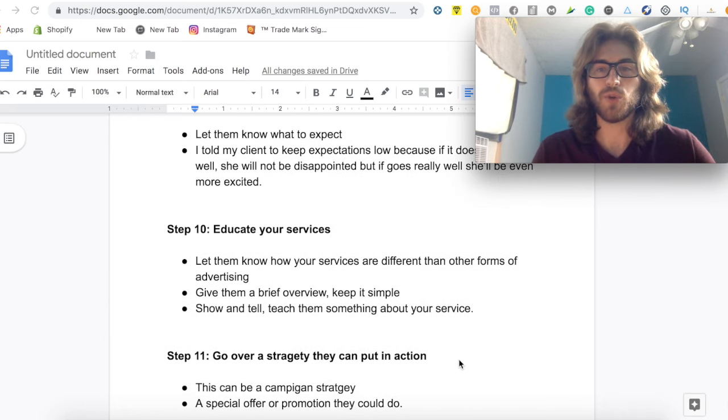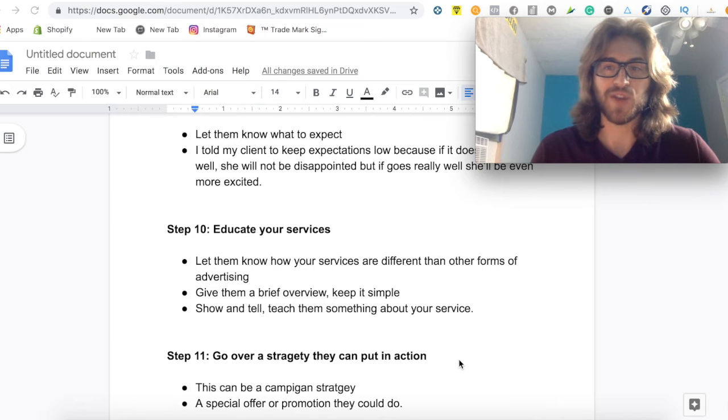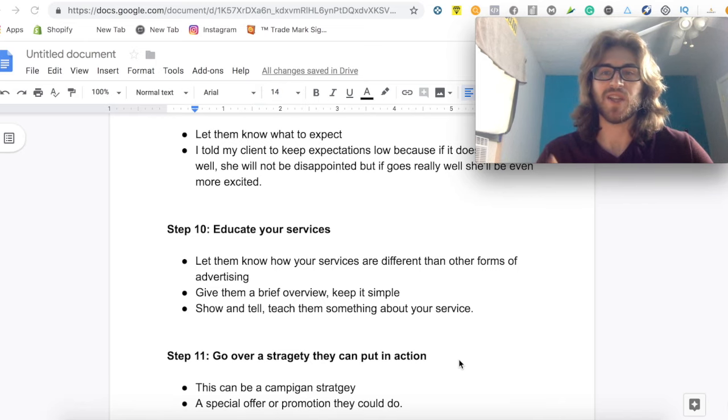And step 10, you just want to educate them on your services. You want to let them know how your services are different from any other forms of advertising. Let them know how you're different, because really, they're investing in you, not your services. They're investing in you and the lifestyle that you can provide them with.